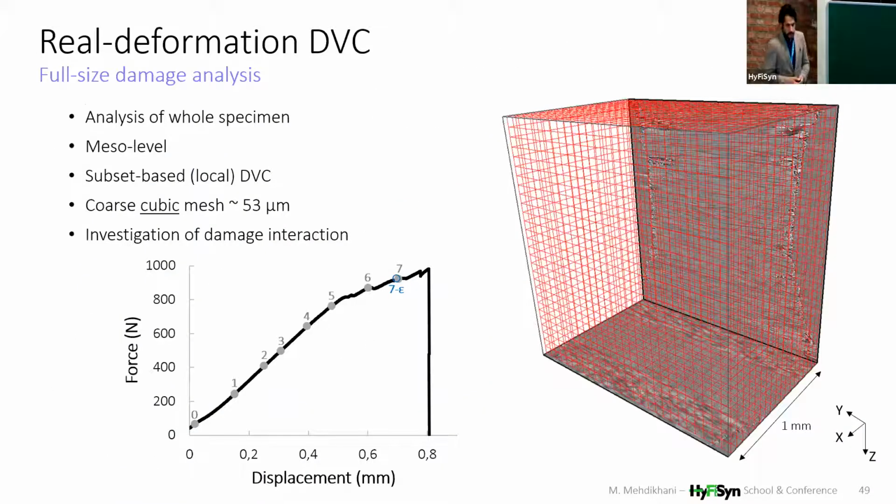So once we have done that, now we are ready to apply DVC to real deformation images. And we start with such a volume. And these are the steps on the low displacement map, on which I have chosen the volumes of interest.